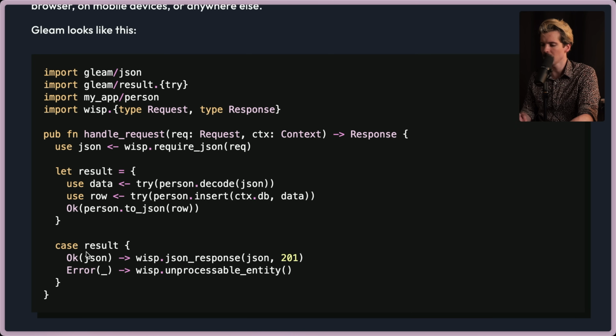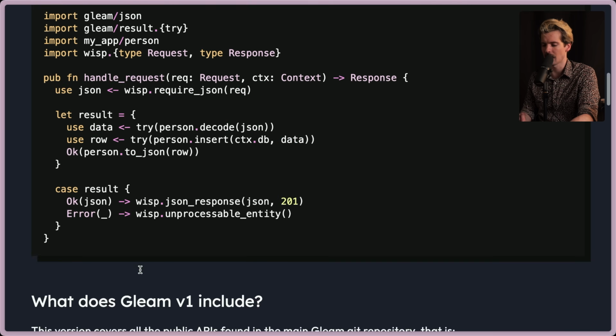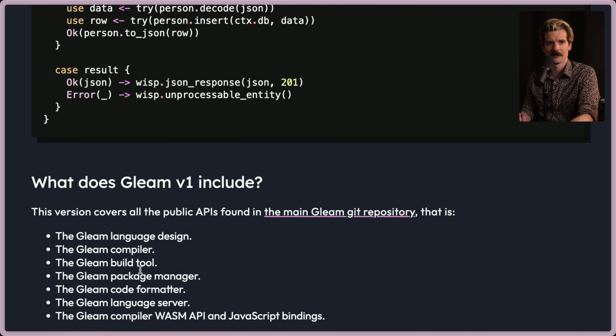Then we have a result case. If okay, then we JSON respond. And if error, then we say it's an unprocessable entity using Wisp, which is, I'm assuming, their web framework. Gotta love some good pattern matching. This is so nice. Just case result. And then the cases are two things that could be the case. So okay JSON is only true if the JSON result is okay. If it isn't, then error empty is the case instead. Nice and clean. Good stuff.